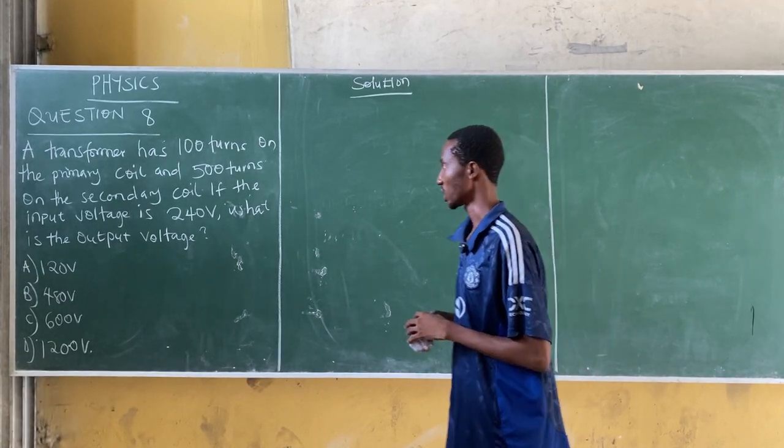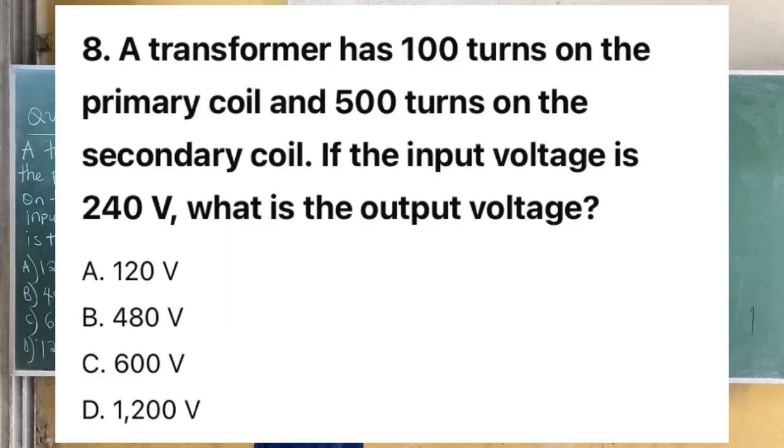Question 8 says a transformer has 100 turns on the primary coil and 500 turns on the secondary coil. If the input voltage is 240 volts, what is the output voltage? Option A says 120 volts. Option B, 480 volts. Option C, 600 volts. Option D, 1200 volts.